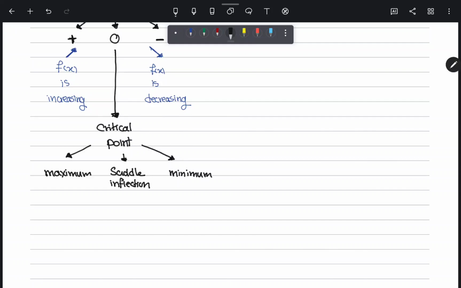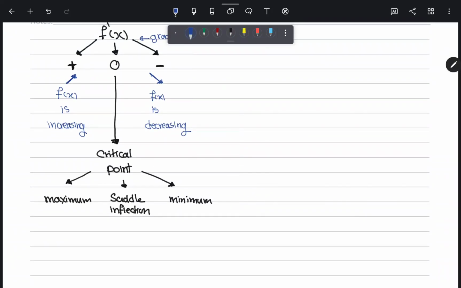Now, when is it a maximum? It's a maximum when there's an arrow before the point that goes up, and then the other arrow goes down. Maximum means we climbed to the point and then we went down from it. Minimum means we went down to the point and then we climbed after that. A saddle inflection point is when the directions before the point and after the point are both increasing or both decreasing.